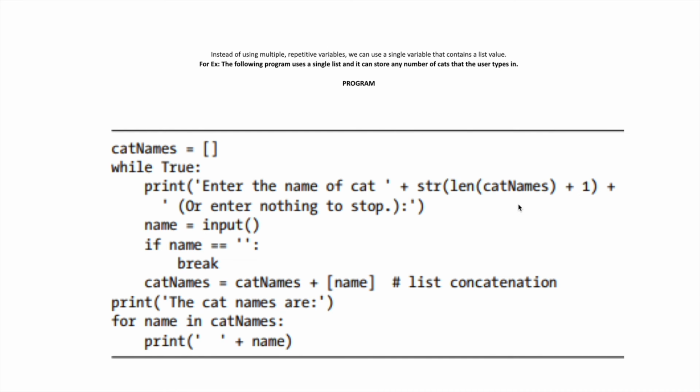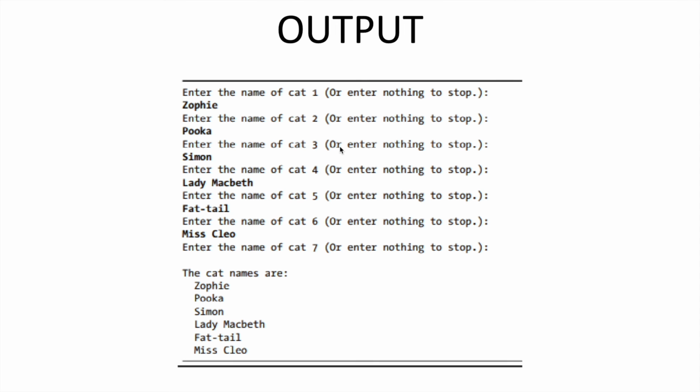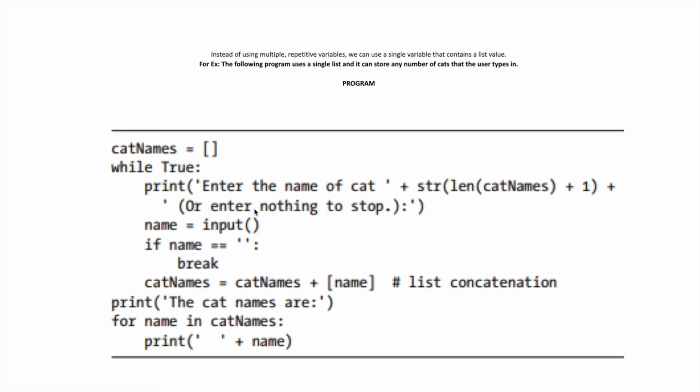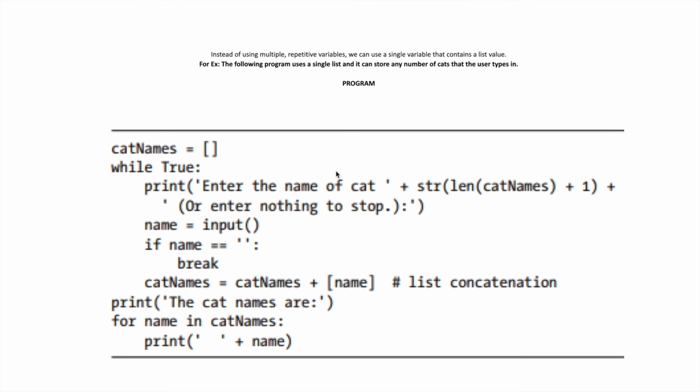Next, how many elements are in the list now? After the second cat name, 2 elements. So string length will take the argument 2. 2 plus 1 is how much? 3. So enter the name of the cat 3. Now after storing cat 3, how many elements are there in the list? 3. Again same thing, string length will take the value 3. 3 plus 1 is 4, so it will ask for cat 4. In this way you can ask for any number of cat names.